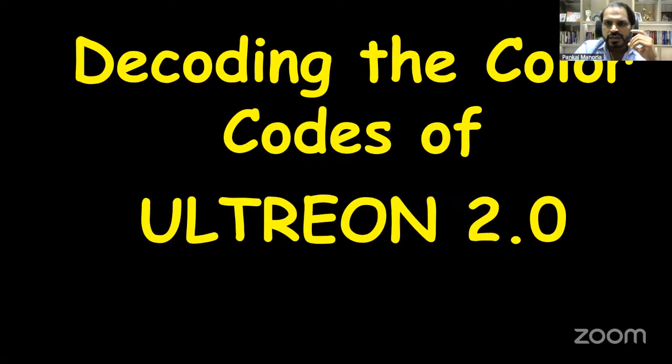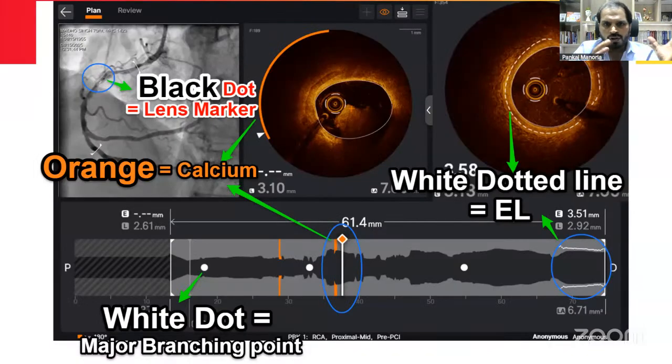Last, just to decode the colors of Ultron 2.0, it is a very colorful software. So one must be well versed with what each color denotes. Suppose in this L mode, these white dots indicate major branching points. Orange in pre-OCT pullbacks indicates calcium. White dotted line indicates EEL. On the cross-sectional view, this white dotted line again indicates EEL. This triangular structure in the cross-sectional view, white, indicates where the maximum thickness of the calcium is. On angio co-registration, this white dot indicates a marker for the lens, and this black dot indicates a lens marker.